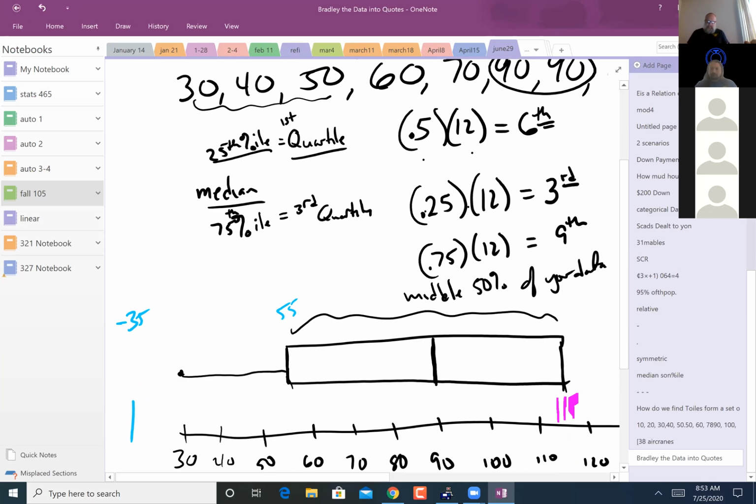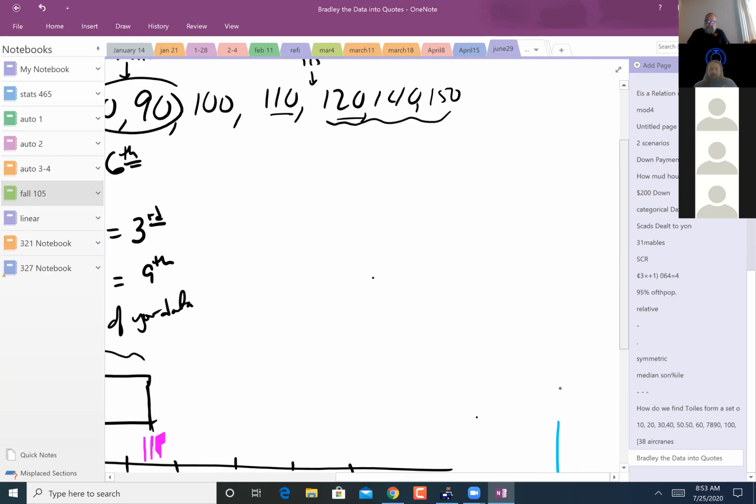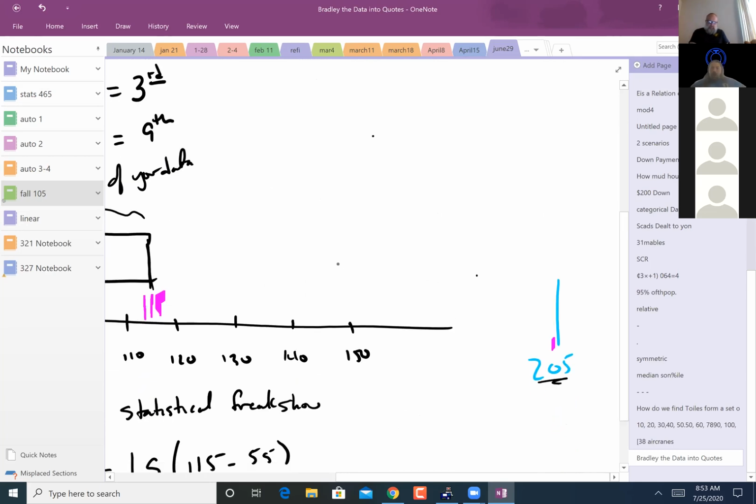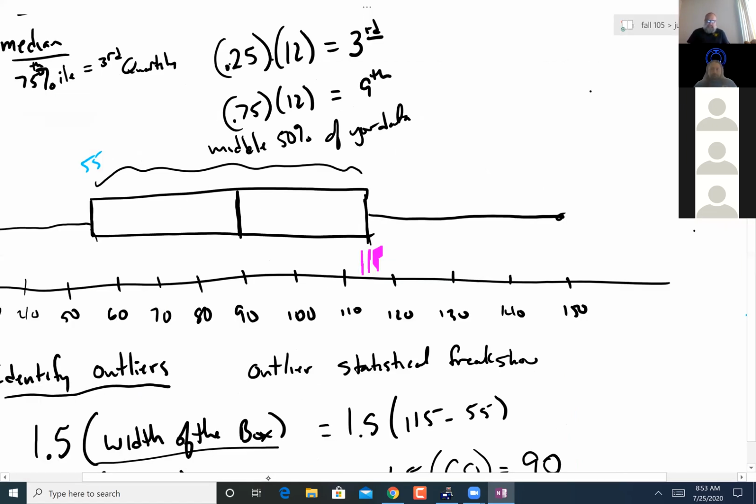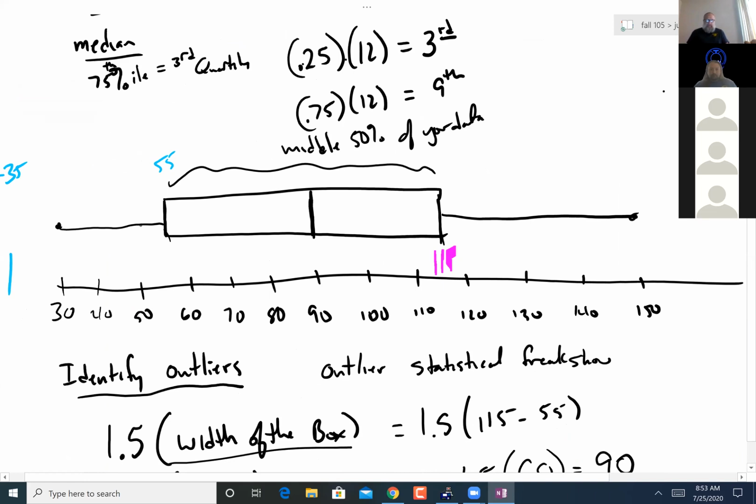On the upper end of things, our biggest data point was 150, I believe. And 150 is nowhere near 205. So once again, we'll draw a line and we'll connect it. And that right there is your box and whisker plot. And notice on this box and whisker plot, everybody's connected. That means there are no outliers. Well, we're going to do one here in a second where we have an outlier, and we'll demonstrate how that works.